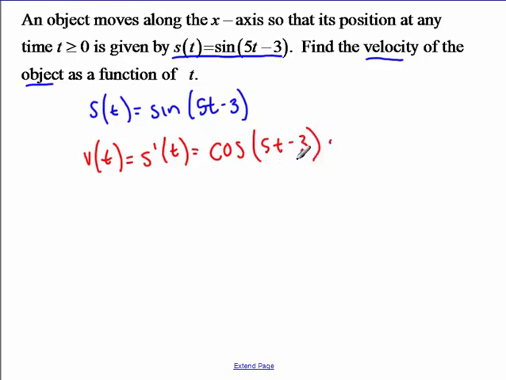Then derivative of the inside. This is a very, very common mistake that I see, and that's why I put this example in here: students a lot of times forget to take the derivative of the 5t minus 3. So that derivative then would be 5. So simplifying that out, we would get this.